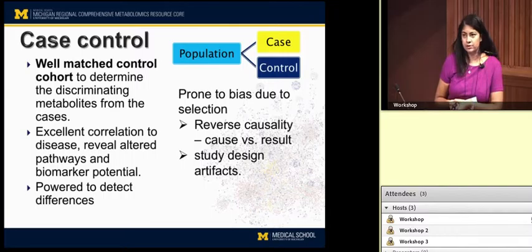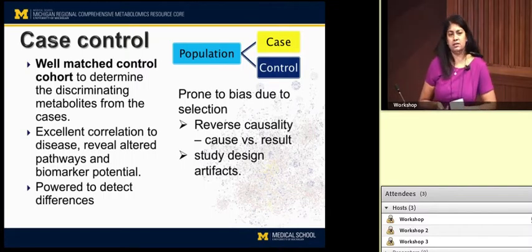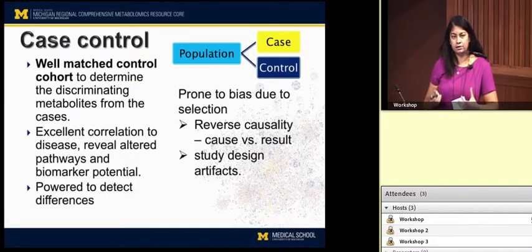But the cons are these are prone to selection biases from the population. Also, the issue of reverse causality happens. You saw a metabolome change with an intervention. Is this the cause of the intervention, or a result of your phenotype? That's usually hard to tease out, but we can design a good study that can tease out these things for you.